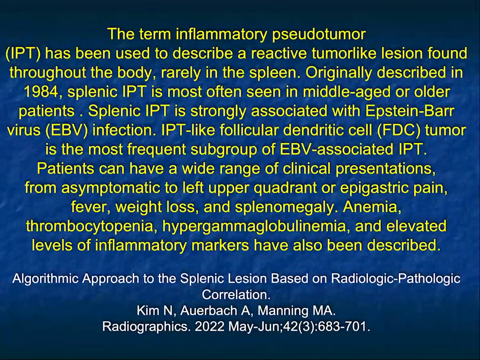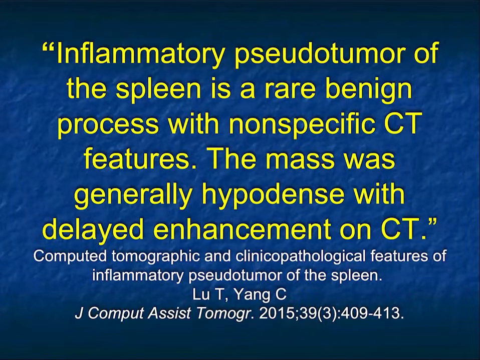Another diagnosis, inflammatory pseudotumor. Inflammatory pseudotumors occur in many different organs. In the spleen, it's again very rare. Usually middle-aged or older patients, can be associated with Epstein-Barr virus infection. Patients can have a range of presentations from asymptomatic to left upper quadrant pain to epigastric pain. But the truth is, this article by Lou makes the point, it's a rare benign process with non-specific CT features, and the MR features and ultrasound and PET features are no better.